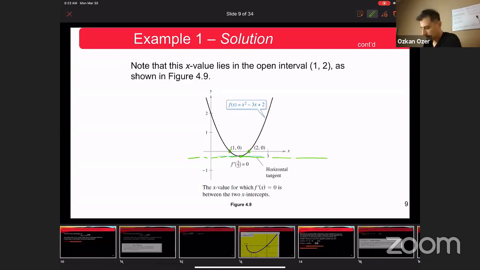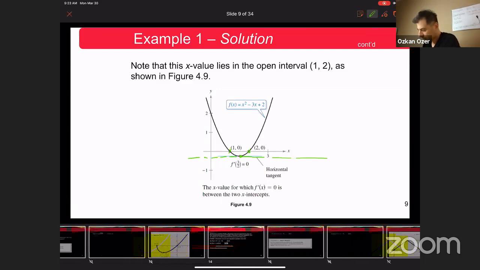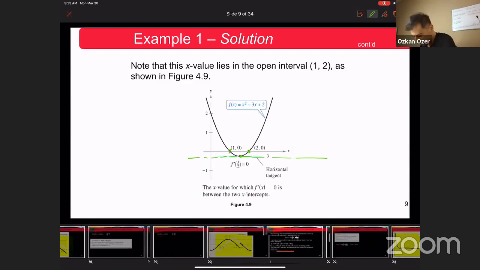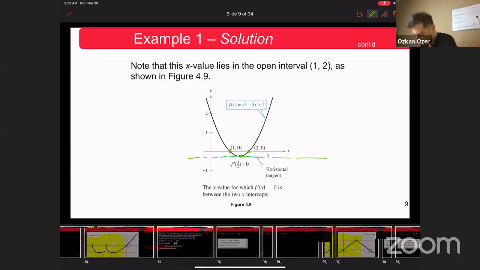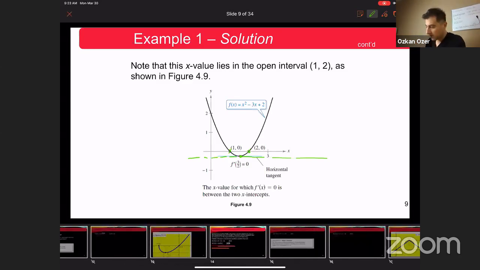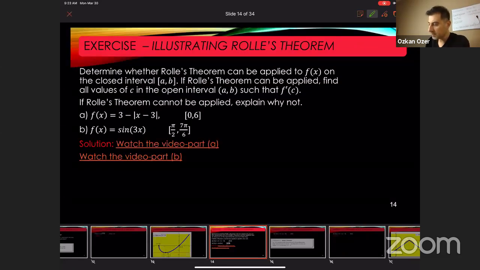All right, so let's see, I want to go through another example. I'm going to go through one example, but you can complete the other one by yourself. All right, let's have this example gone through. Let's say we have two different functions. One is defined by the absolute value, and another one is defined as a trig function, sine 3x, and then you have different intervals, obviously.